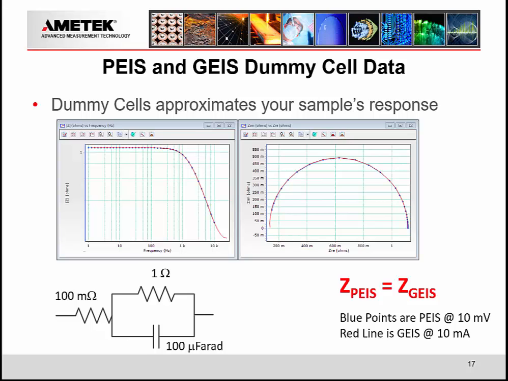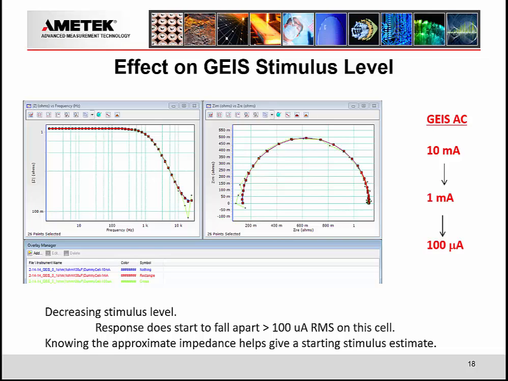And so the red is not a fit of the blue line. It's the fact that the blue points were acquired in potentiostatic control, and the red line was acquired in galvanostatic control. And here I'm using this graph to demonstrate the same response whether I'm in potentiostatic control or galvanostatic control. So that validates one of the things we had said earlier.